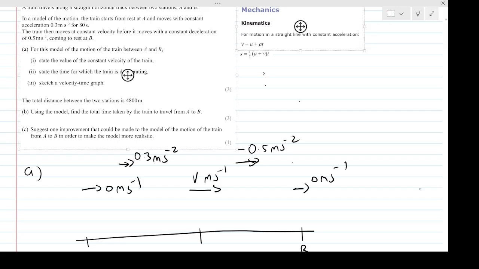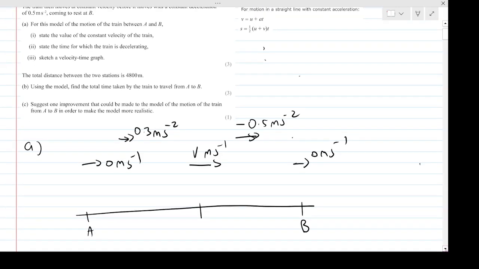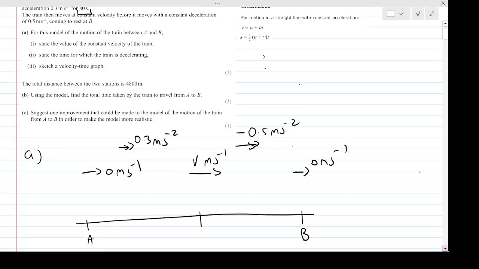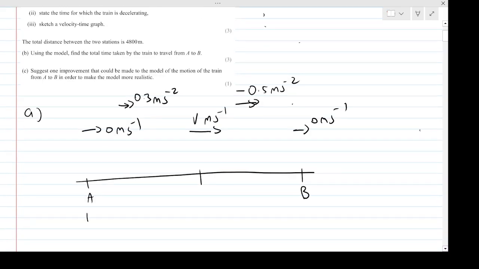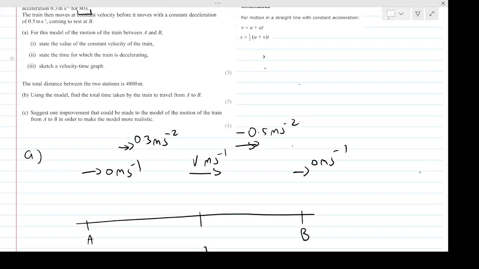Also, we're given that the time when it goes from 0 to this constant velocity v was 80 seconds. So this point is 80 seconds. What they want is to work out the value of the constant velocity here.